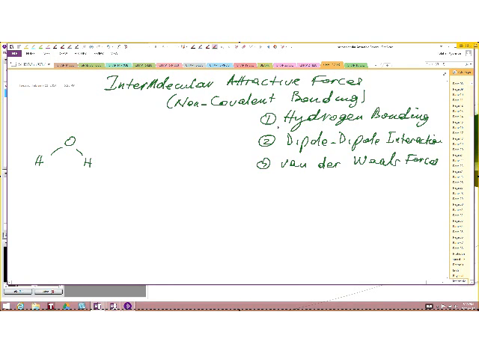Of all these three interactions here, in terms of the strength, the hydrogen bonding here, this is the strongest. And this is the weakest. The van der Waals forces are the weakest. So in the case of water, what do we have? We have extensive hydrogen bonding, because hydrogen is bonded to oxygen. So you have another molecule of water, be here.